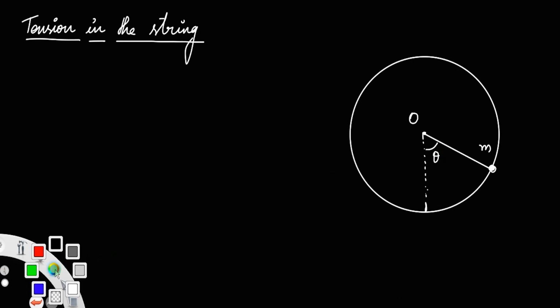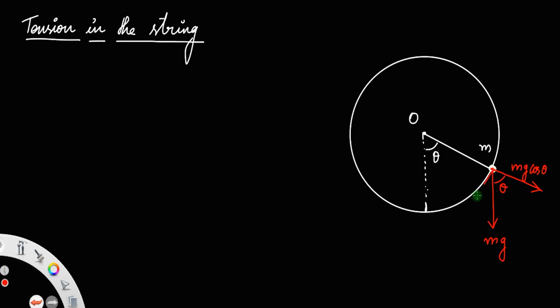The different forces acting on the mass M are, first one is mg, acting downward. If this angle is theta, this also will be theta, and this length will be mg cos theta, and the perpendicular component will be mg sin theta. Clear? The tension will always be in a direction from, let's call this point P, from P to O. So this is the direction of tension. Clear?